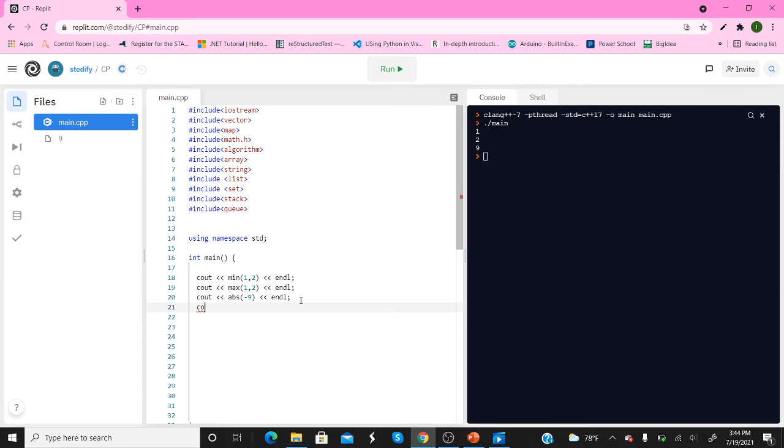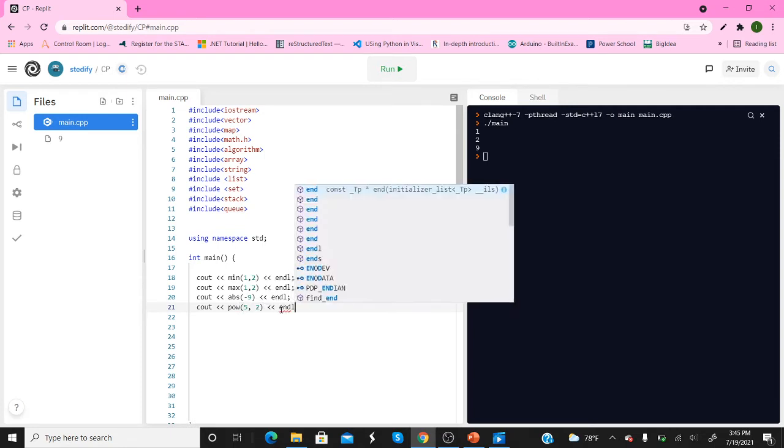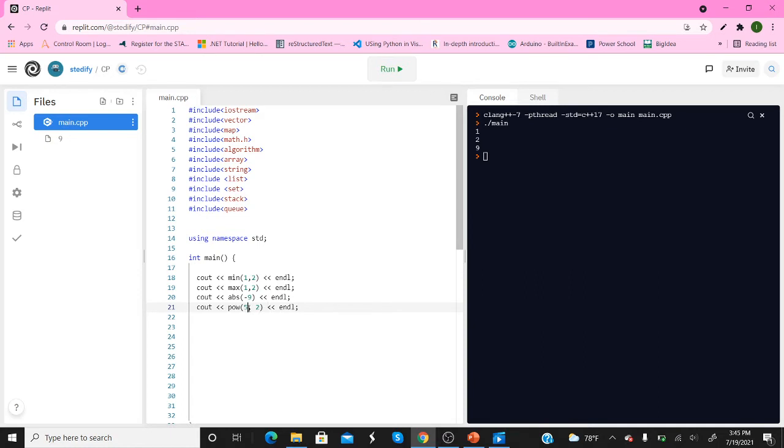Now one major difference that you will find between C++ and Python when it comes to math is exponents. To raise something to a power, you do pow, and let's say you wanted to do 5 squared. When you're working with exponents in C++, you do cout, pow, and then parentheses. Inside the parentheses, the first number will be the base of the exponent, and the second number is what you're raising it to.